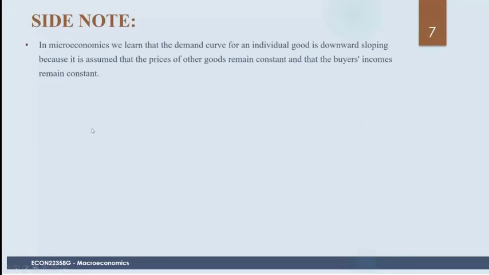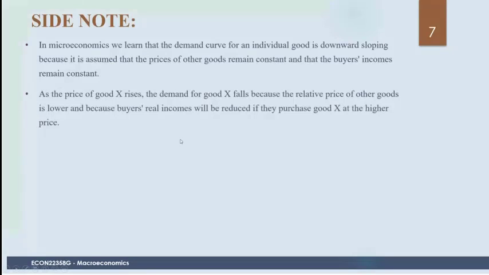Thank you. Okay, so in microeconomics, we learned that the demand curve for an individual good is downward sloping because it is assumed that the prices of other goods remain constant and that the buyer's incomes also remain constant. Remember, when we drew a demand curve in the micro section of the course, we were holding constant all other determinants of the quantity demanded, right? We just had the price and the quantity demanded. Now, of course, if the price of one good rises, the demand for the good itself falls because the relative price of other goods is lower, and because buyers' real incomes will be reduced if they purchase good X at a higher price.